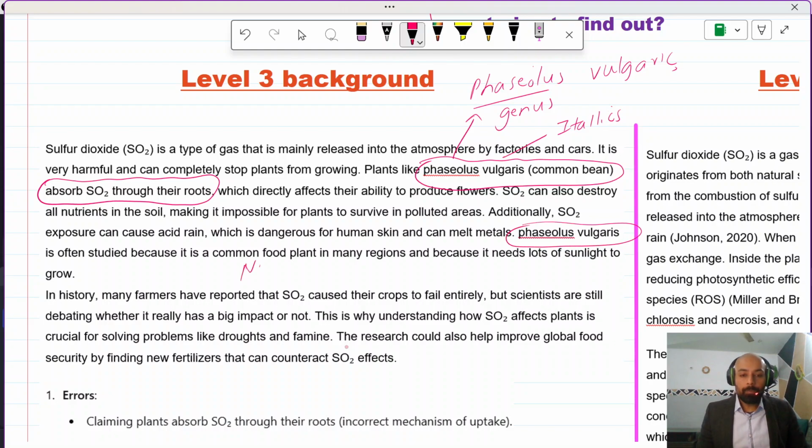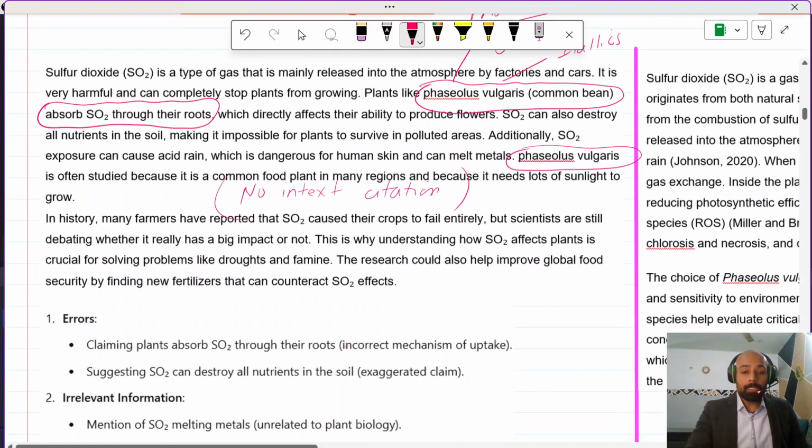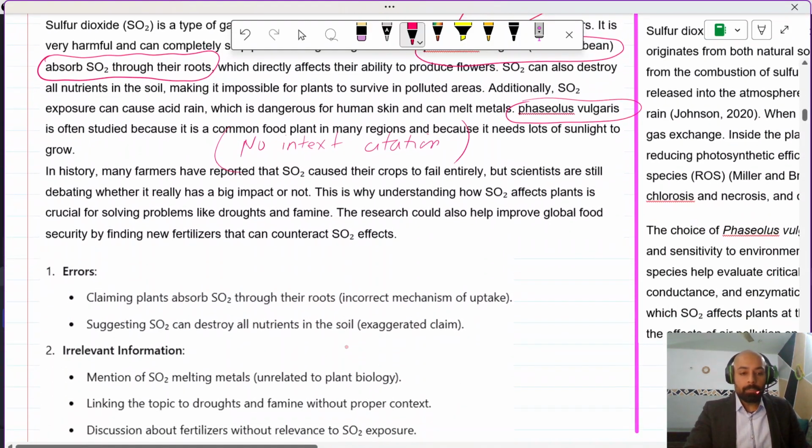And there is no in-text citation, right? It means that he's copying someone else's work and presenting it as his or her own work. Okay, so this is an incorrect mechanism, so you should avoid that.